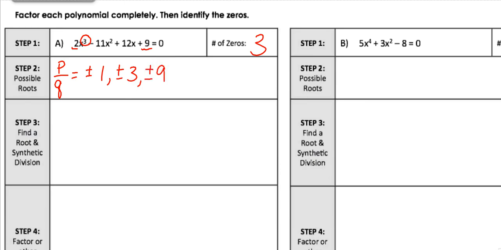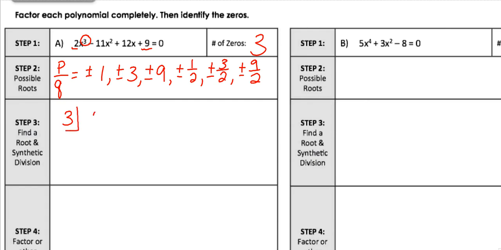So those are all the factors of 9 divided by 1. Now, since 2 is also a factor of 2, I'm going to take all those factors of 9 and divide them by 2. So those are all the possible rational roots that we could find. Then again, use a graph, use whatever you need to find a root. If I graph this one, I can see that it crosses the x-axis at 3.